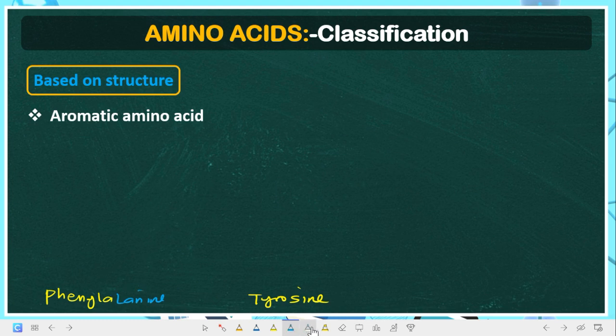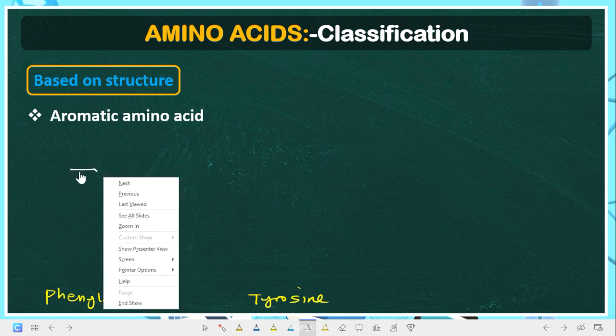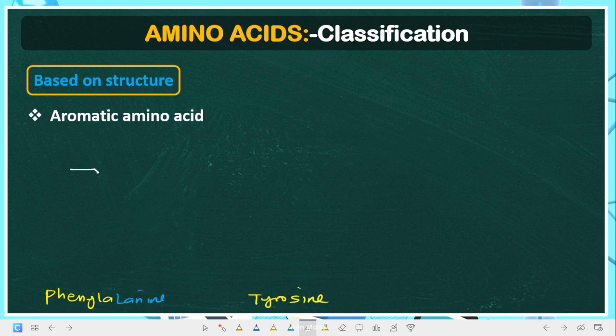Now let us draw the structure. We have the benzene. As the name implies, phenyl means you have the phenyl ring. So let us draw the structure of benzene. Now, if this is the structure of benzene, then we have the alanine group attached with H2. Then we have COO minus.